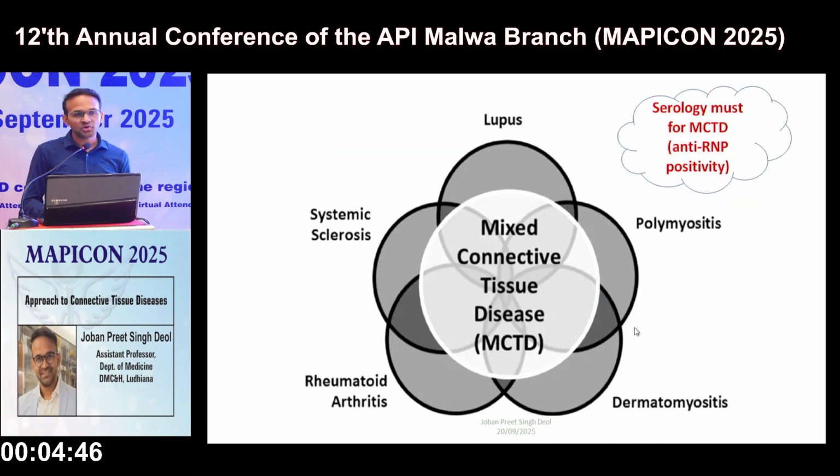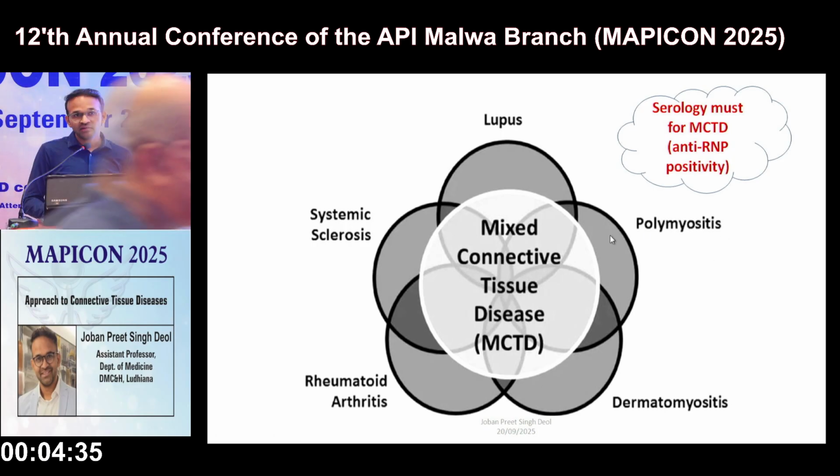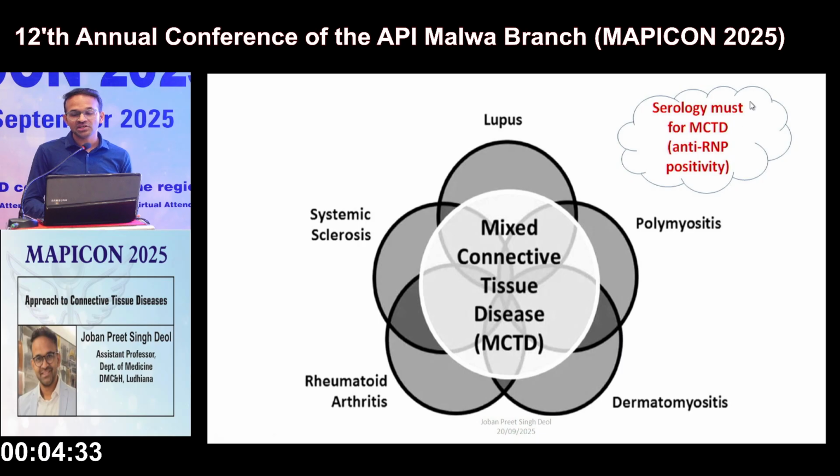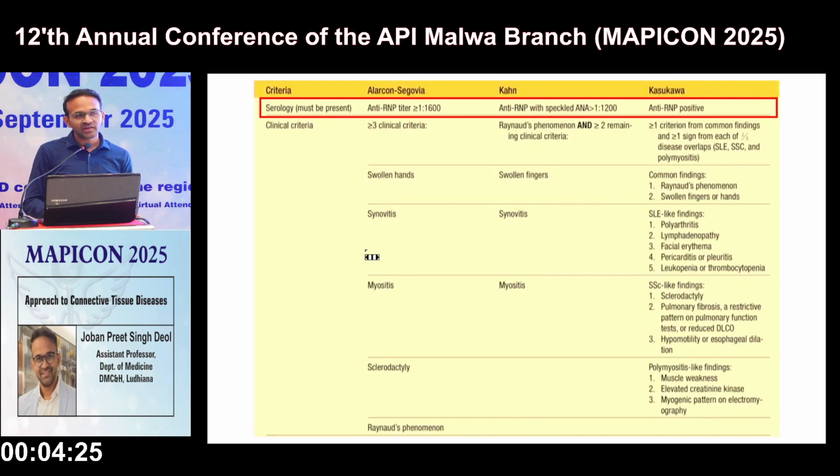Now, mixed connective tissue disease, as the name suggests, is a mixture of different connective tissue diseases, be it lupus, systemic sclerosis, rheumatoid arthritis, dermatomyositis, or polymyositis. But again, to make a diagnosis of MCTD, serology is important. We need high titer anti-U1 RNP positivity to label one as MCTD. If you look at the different criteria of MCTD, what is common to all the criteria is that serology is a must. Serology must be positive to label a case as MCTD.